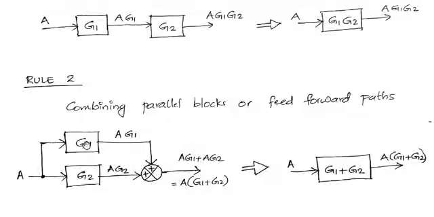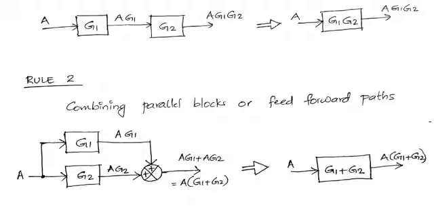So rule 2 says that if we are having this kind of parallel blocks or feed forward paths with gain say G1 and the other one with the gain G2, this can be reduced to a single block, and the gain of that single block will be the sum of the individual blocks. So G1 plus G2.